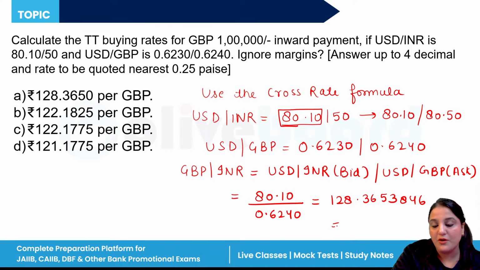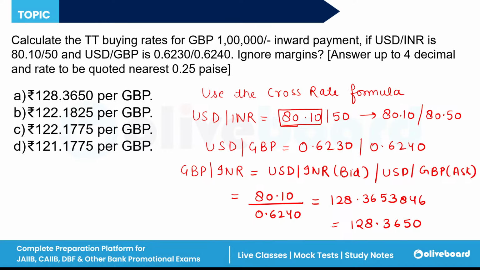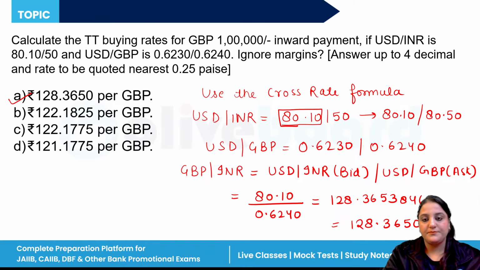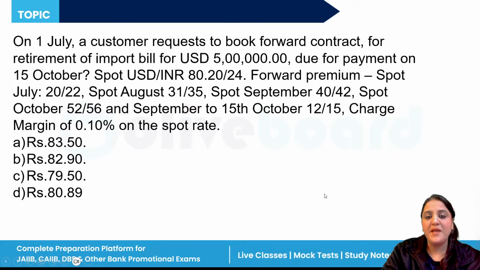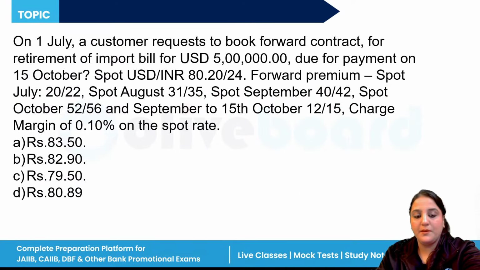So what is the rounded off value? 128.3650, right? This is the TT buying rate per British pound. So the correct answer is option A here. Clear? Option A is correct here. Now the next question. I hope that this is clear. If you have any problem, you can ask.